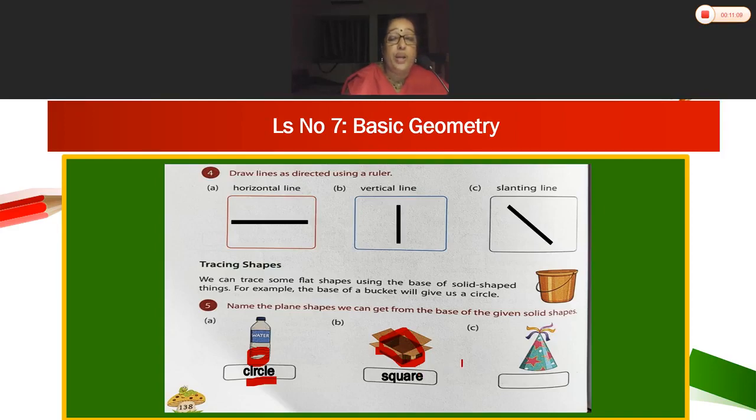This is a square. Now C. Now what is this cap? Now the down part. What is the base? Circle. So what will it be? Circle. So A, circle. B, it is a square shape. And third one, the base is circle.